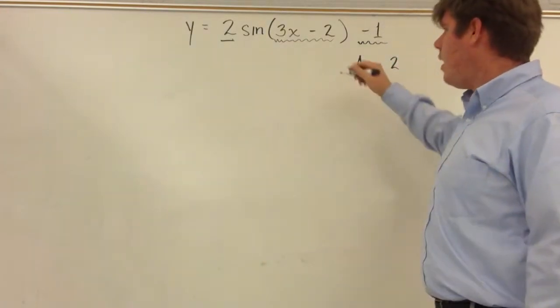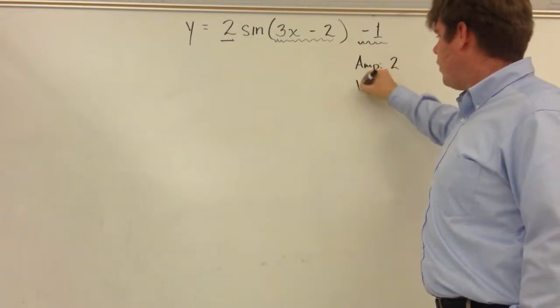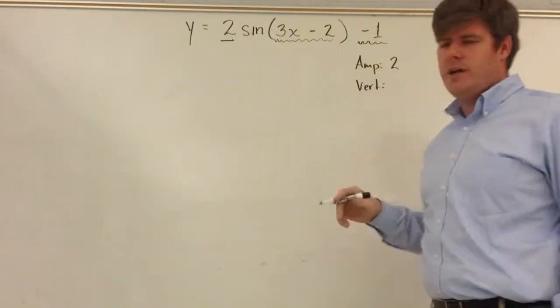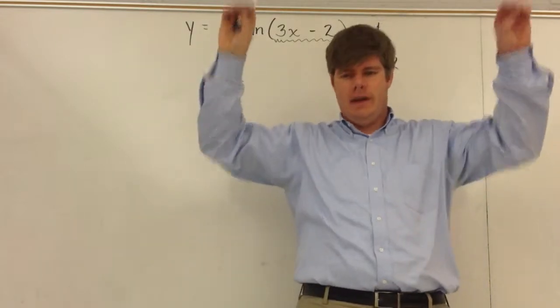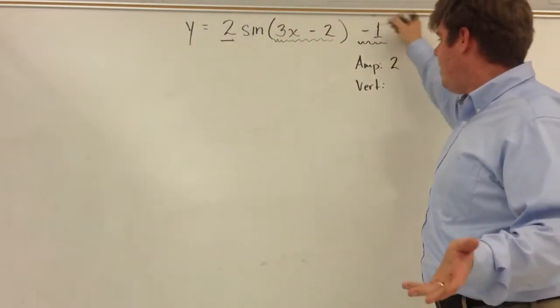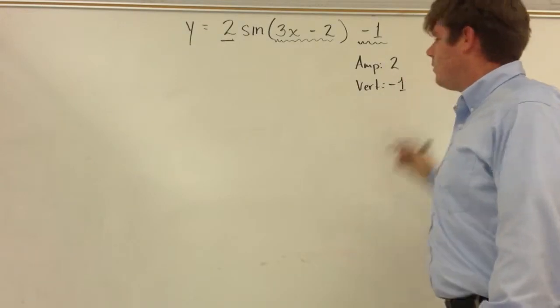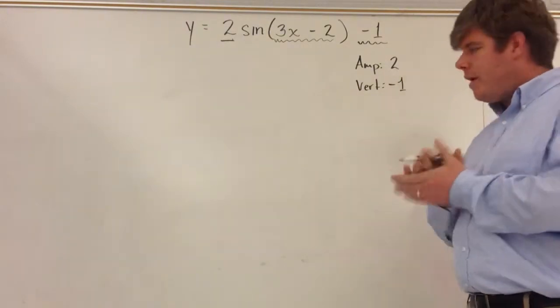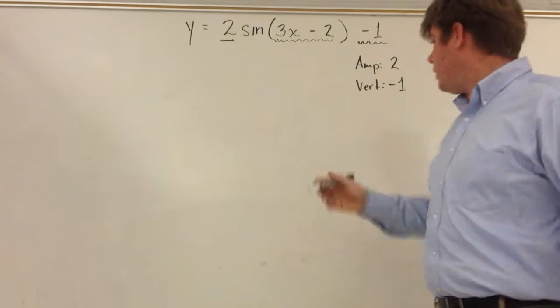So the next thing I'm going to talk about is my vertical shift here. Do I have a vertical shift? Meaning, am I taking my axis and moving it up or down of the actual sine function? In this case, I am, and I'm moving it down 1, so I'm just going to write a -1. The very next thing that I'm always going to talk about is the period.